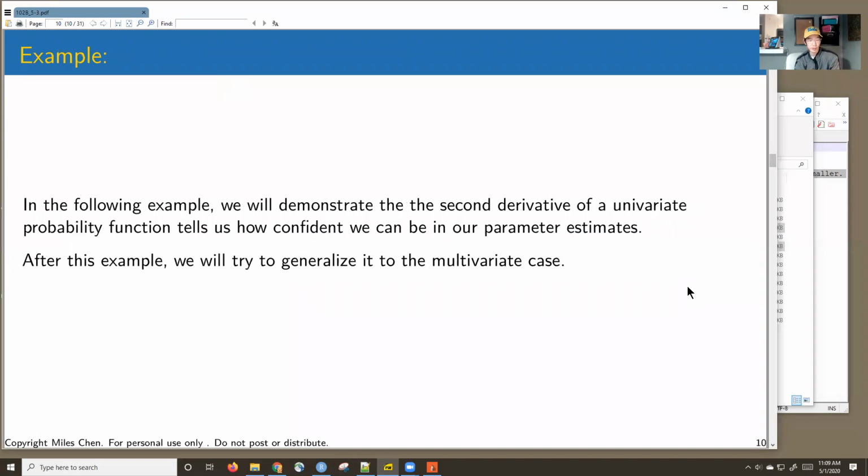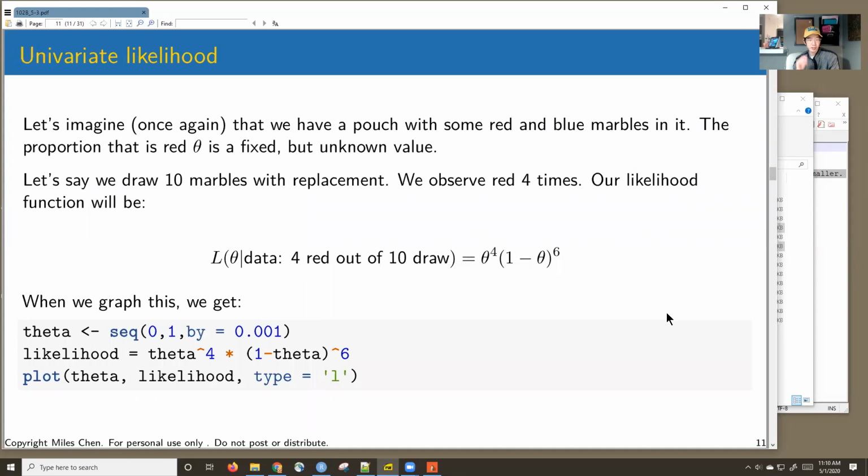So, I'm going to start us off with a univariate example, okay? And we're going to look at the second derivatives of a univariate function, and we're going to see how the second derivative of a univariate function tells us about how confident or how much information we have about the parameter estimates. And then we're going to generalize it to the multivariate case.